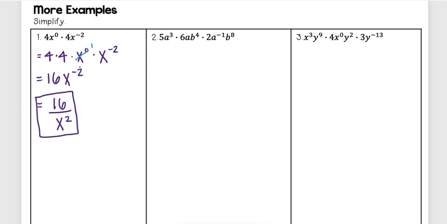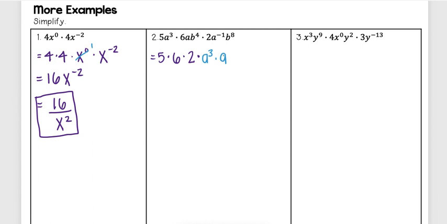Okay, let's try that same process with this one. Now I just have two different types of variables, so I have a little bit more happening. I'm going to first go ahead and put all my numbers out in front. So I'm going to have 5 times 6 times 2. And then I'm going to go ahead and put my a's together. So I have a cubed times a.